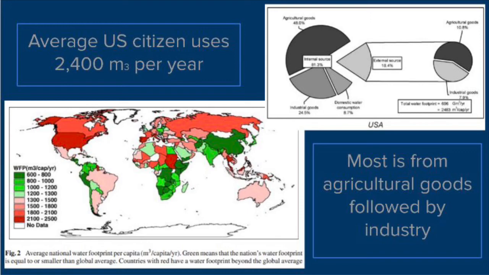The other graph from this source breaks down water consumption by industry. And so as you can see, most of the U.S.'s water consumption is actually from agricultural production. Industrial goods are also extremely water intensive in the U.S., and then domestic water consumption only makes up a very small portion of each person's water use. So as you can see, these indirect water uses are much higher than the direct water uses.